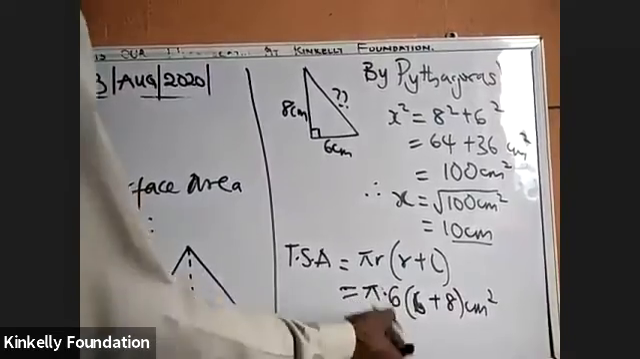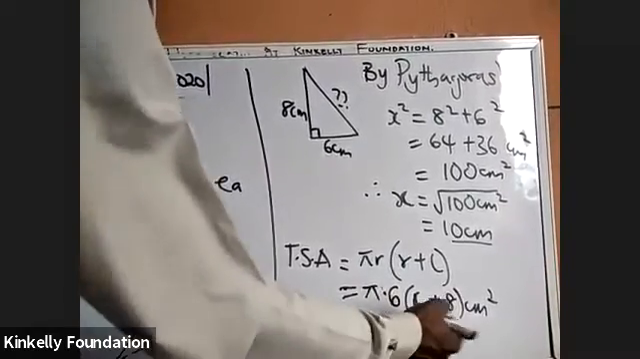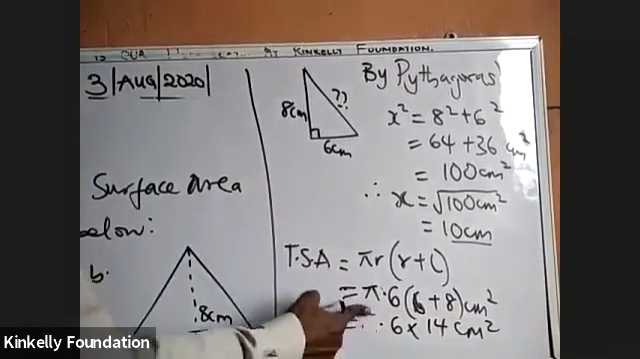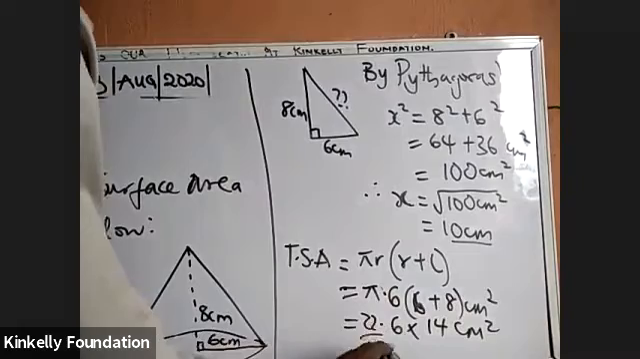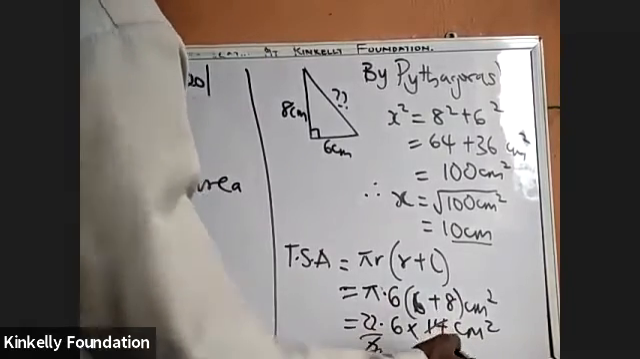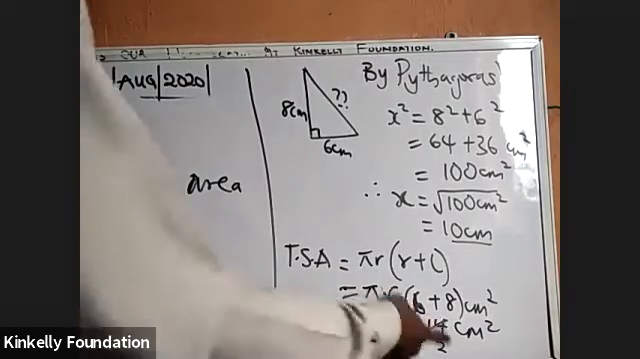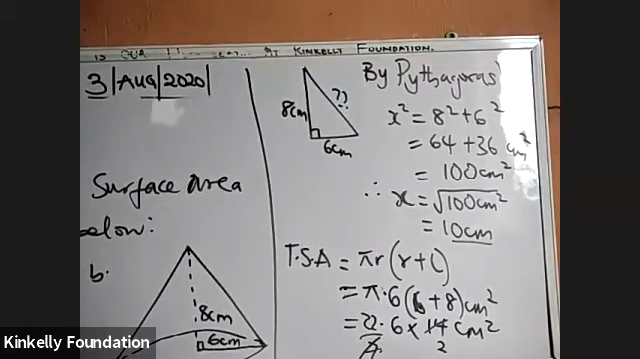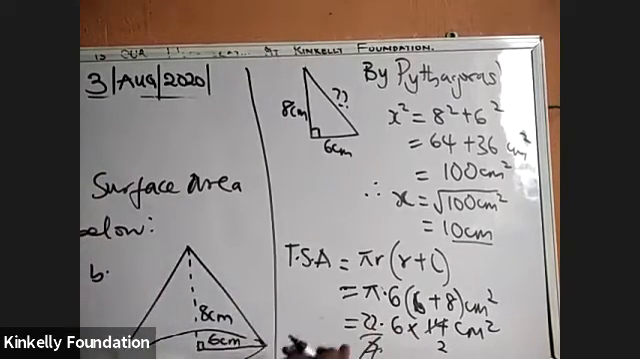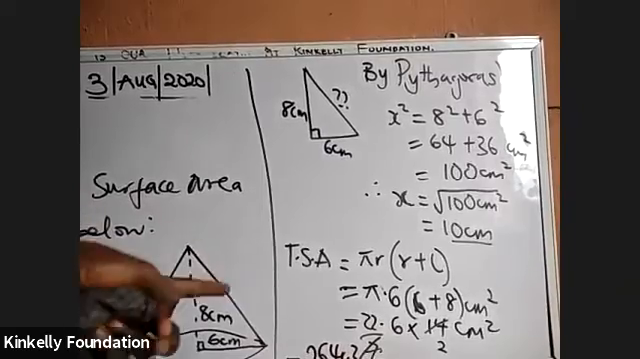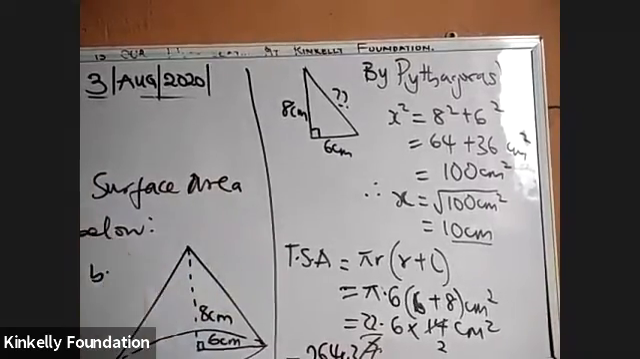So, having taken note of this, it is pi times 6 times, this one is what? 14 cm squared. You can make your pi to be 22/7. So it takes care of this 14 to give us 2. So what we now have will be 6 times 2 times 22. You say 24 times 11 to give us what? 264 cm squared. So this is the total surface area of this shape we have here.